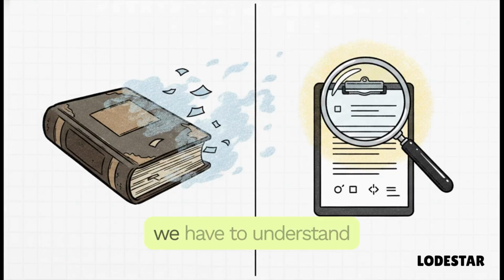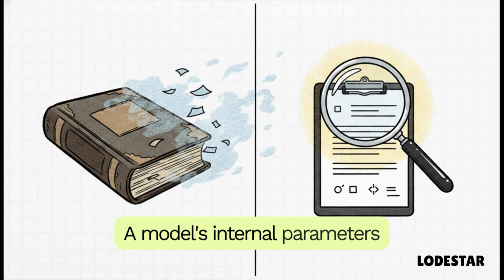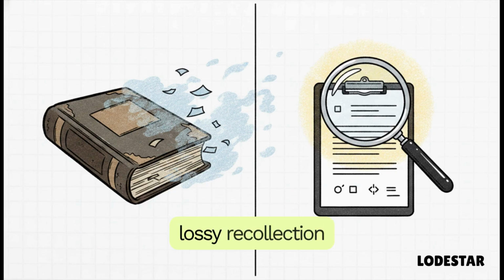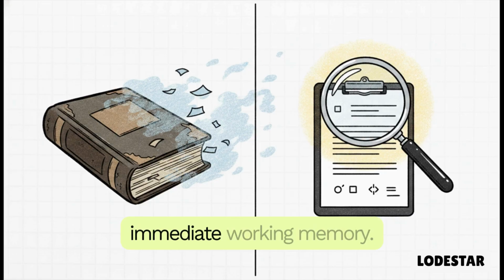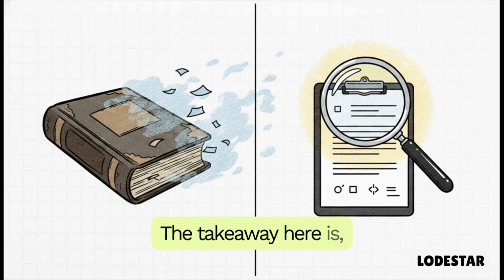So, to work around this, we have to understand exactly how an LLM remembers things. A model's internal parameters act as a vague, lossy recollection of the internet, kind of like a book you read a month ago. You get the gist, but maybe not the exact quotes. But the text you directly paste into the prompt's context window serves as flawless, immediate working memory. The takeaway here is, if you want the model to summarize a document accurately, do not rely on its parameters. Paste the document right into its context window.